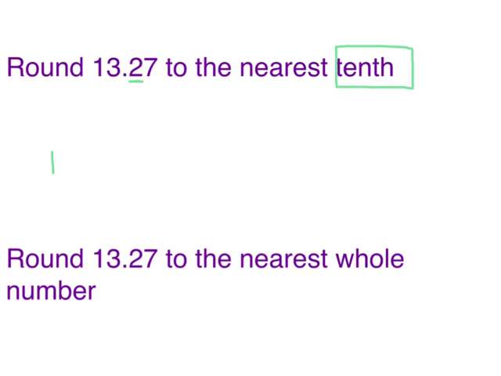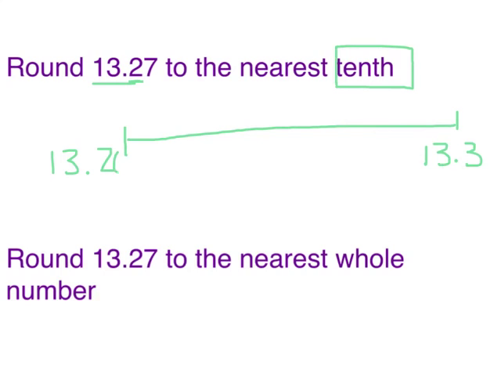Well, I know that on one side of my number line I'll have 13 and 2/10ths because it's 13 and 2/10ths and a little bit more. I know that on the other side of my number line I'll have 13 and 3/10ths because that's the next tenth. So I make sure that I have my entire number up to the tenths place. Now, 13 and 2/10ths is the same as 13 and 20 hundredths. And 13 and 3/10ths is the same as 13 and 30 hundredths.